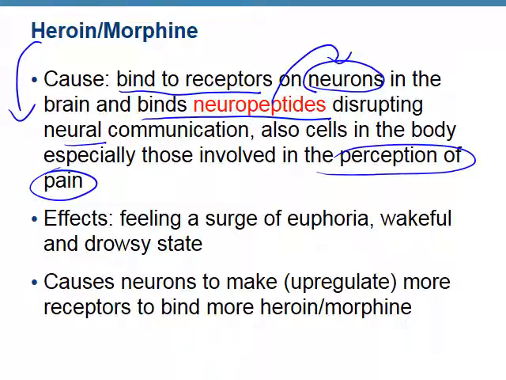So the heroin or morphine binds to the receptor. It blocks the neural communication between the neuropeptide and the brain. And this gives you this euphoria feeling. You're in kind of a drowsy state. It causes the neurons to also make more receptors. So this is why heroin or morphine is highly addictive, because once you start taking the drug, this allows the neurons to make more receptors to bind more of the heroin or morphine, and then when you remove the drug, those receptors are still there, giving that addiction feeling, going, where's all the heroin or morphine that was here, right? The receptors are just sitting there waiting for more.